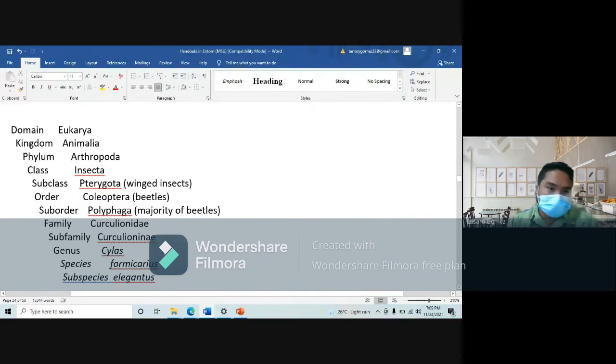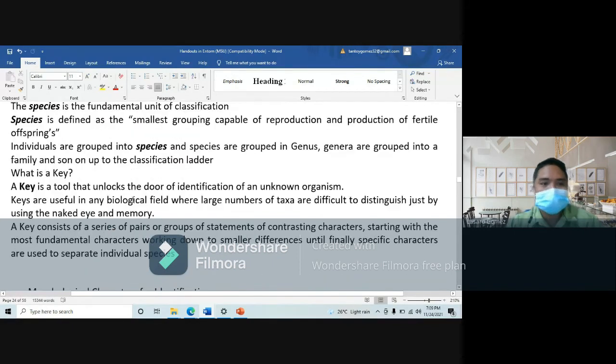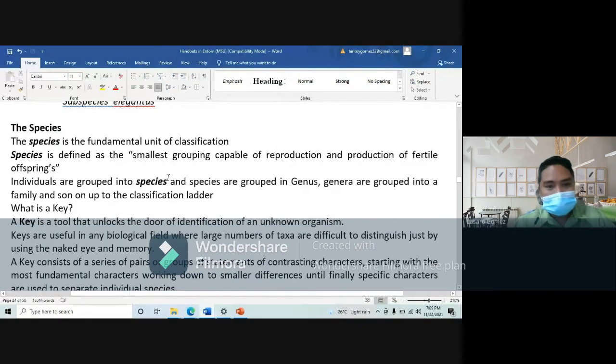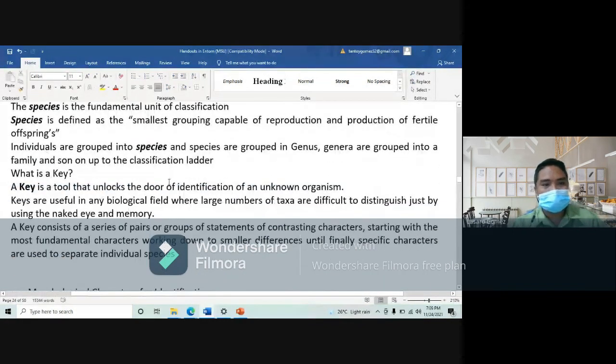A bottoms up approach: species, genus, subfamily, family, suborder, order, subclass, class, phylum, and finally kingdom. Okay, so what is the K of this classification ladder? A K is a tool that unlocks the door of identification of an organism. Take note, a K is a tool that unlocks the door of identification of an unknown organism.